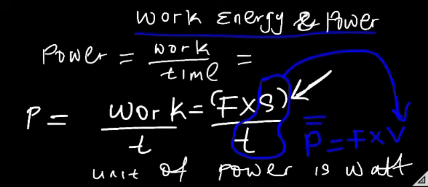Also, the way we saw kilojoules and megajoules, power also is measured in kilowatts, megawatts, gigawatts, depending on the quantity we are looking for. But in O-level physics, we restrict ourselves to watts.